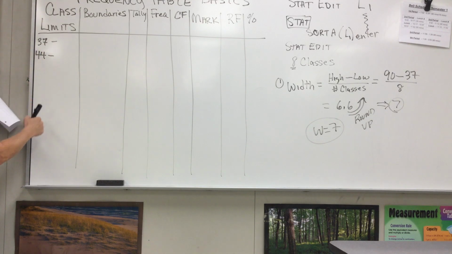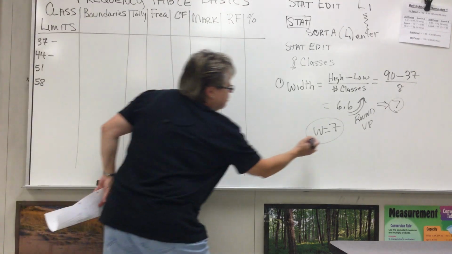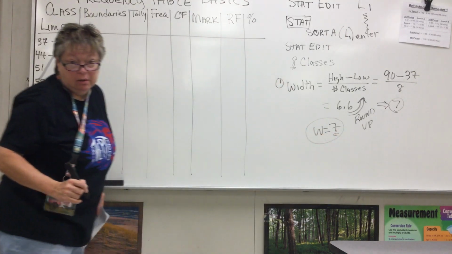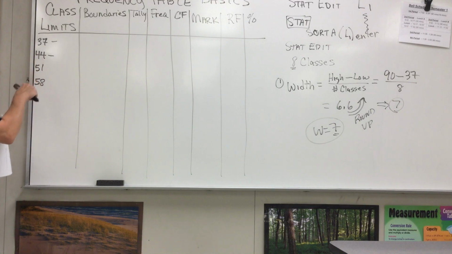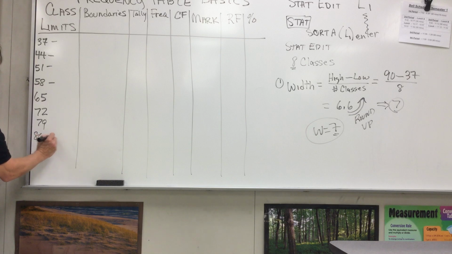So I'm going straight down to get the lower side. Add 7, 51. Add 7, 58. I'm adding 7 again because that was my width that I calculated over here. I keep doing that until I get 8 classes. So far I have 4. So I'll keep going: 65, 72, 79, and 86. Those are called the lower class limits.